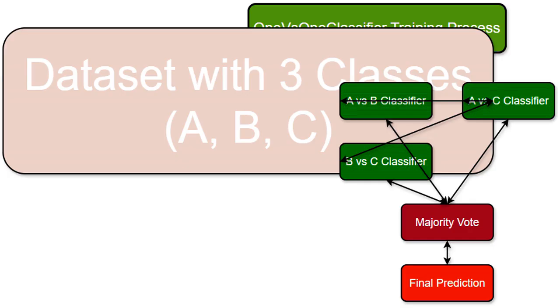We have three categories of data, A, B, and C. Think of these like the three types of fruits from before. This is the starting point of our classification task. We want our model to learn to distinguish between A, B, and C.